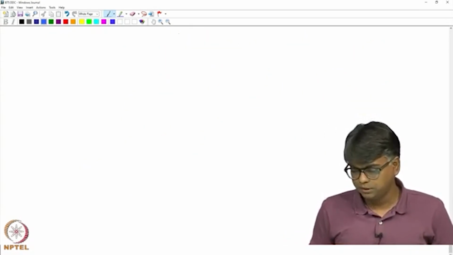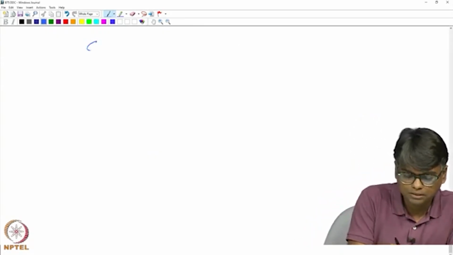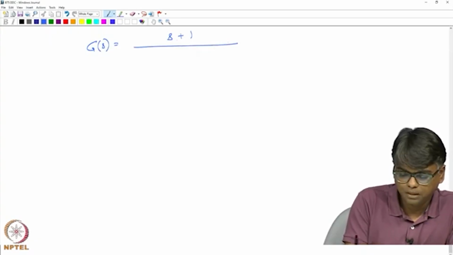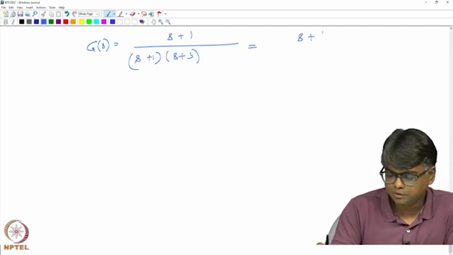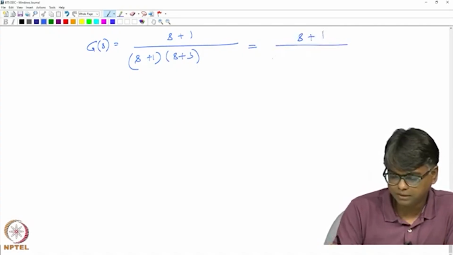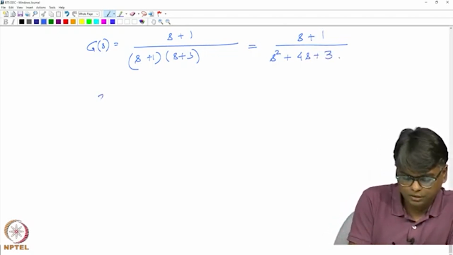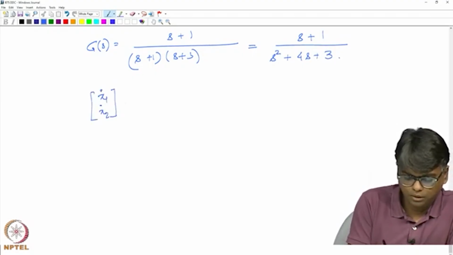So, let me write down the transfer function here without doing the pole-zero cancellation. G(s) is equal to s plus 1 divided by, because I have s plus 1 multiplying s plus 3, if I expand this out, s squared plus 4s plus 3. This is how it is going to look. Now, suppose I obtain its state space representation like the way I did before. What will it look like?